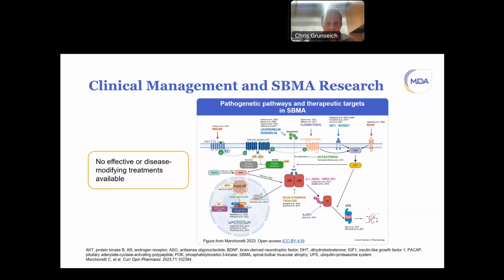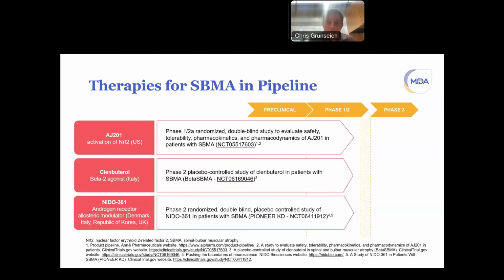Next slide. There are studies that are underway right now, and it's important to highlight a few of them. The first one here, AJ201, is a study of an analog of curcumin. This has just completed the phase 1/2A stage in a population of SBMA patients, and we're waiting within the next few months, hopefully, to have results of this study, primarily looking at safety in SBMA patients, looking at the pharmacokinetics, and hopefully, if those results are promising, there will be advancement of this agent into the next phase of study to evaluate for clinical efficacy.